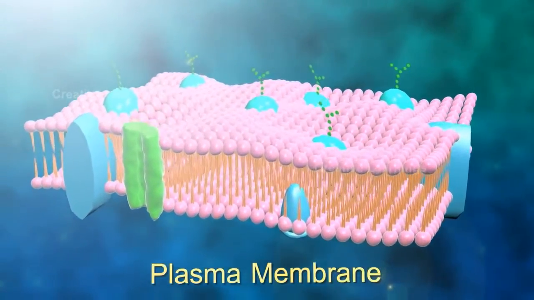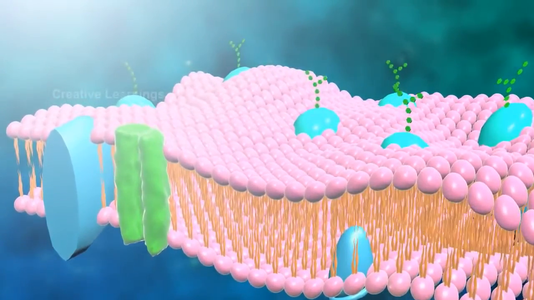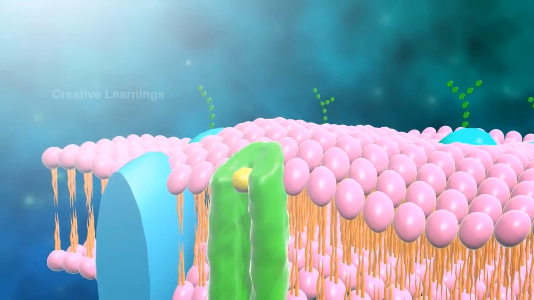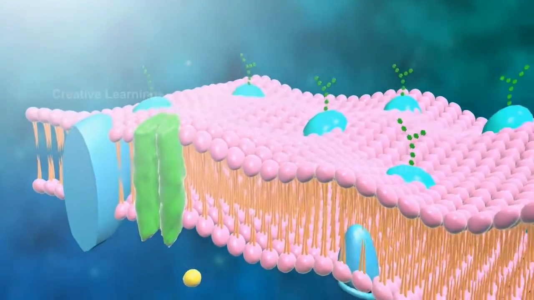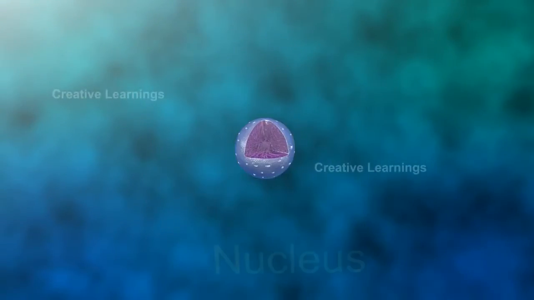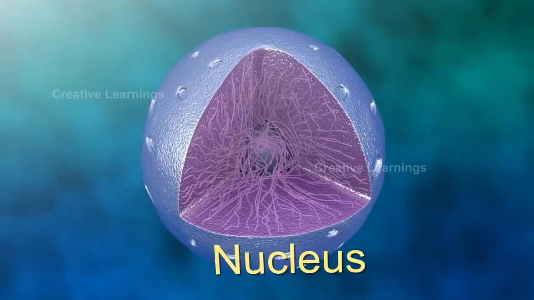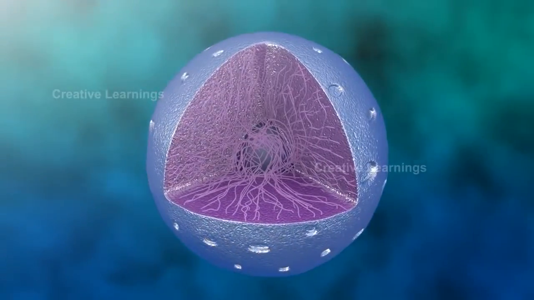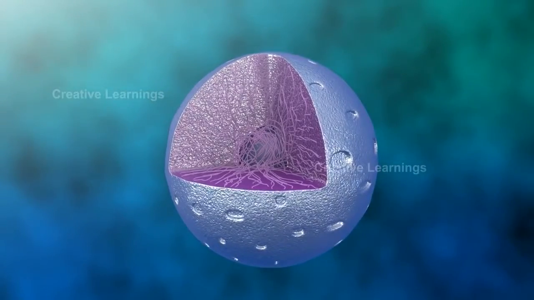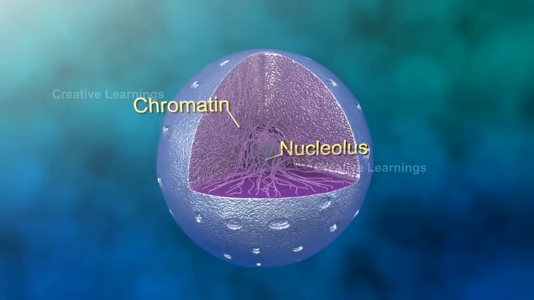Animal cells are protected by a phospholipid bilayer that surrounds the cell and functions as a gate that allows the entry and exit of molecules from the cell. In the center of the cell lies the nucleus. Nucleus acts as the brain of the cell. Each and every metabolic activity of the cell is regulated by the nucleus. It contains the DNA in the form of chromatin and a nucleolus.